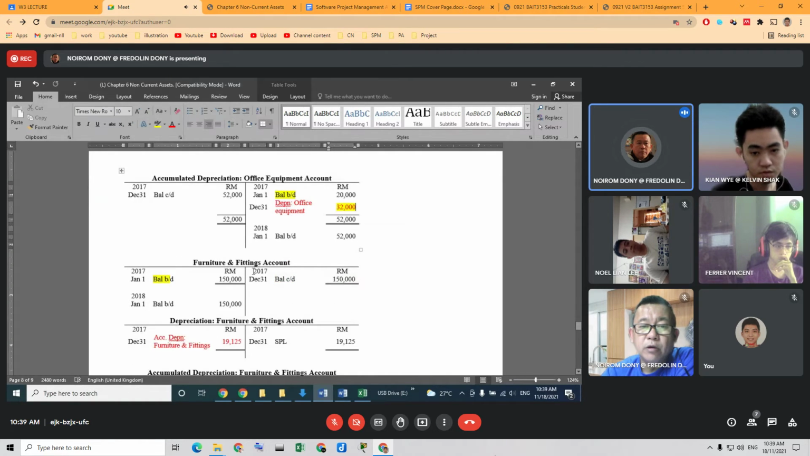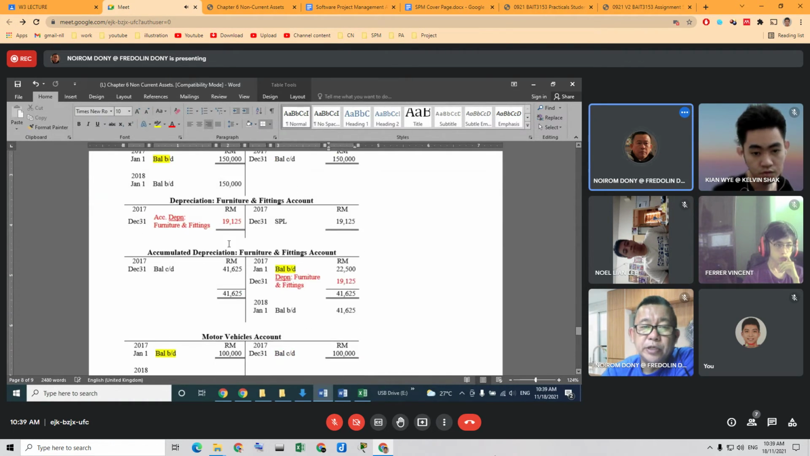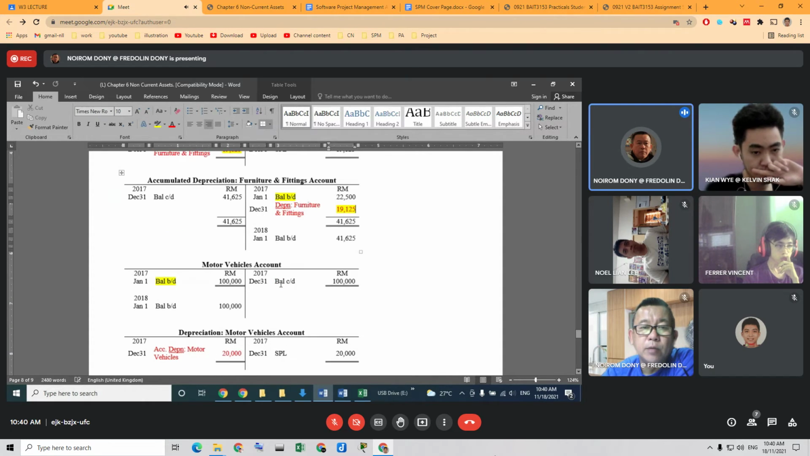And moving on to furniture and fitting depreciation. So we debit 19,125 into furniture and fitting depreciation, and we credit accumulated depreciation furniture and fitting 19,125. Again, the particular is repeating. In depreciation, it should be the name of the account that is being credited. In accumulated depreciation account, the heading is the name of the account that is being debited. And the last one, motor vehicle.